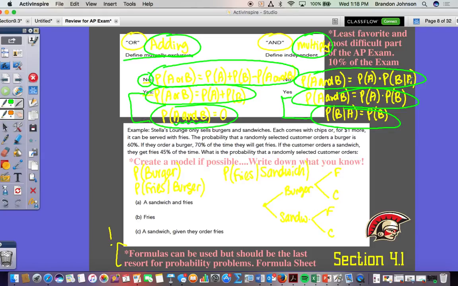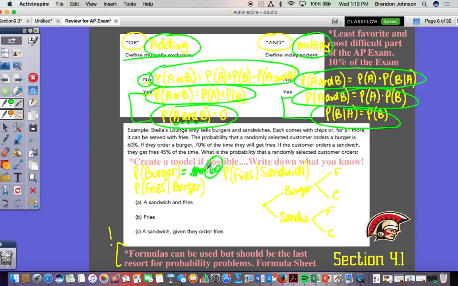So here's the problem we'll look at. Stella's Lounge only sells burgers and sandwiches. Each comes with chips, or for $1 more, it can be served with fries. The probability that a randomly selected customer orders a burger is 60%. How I like to determine that is to say P of burger equals what? 0.6. Okay, let's keep going. If they order a burger, 70% of the time they will get fries, right?